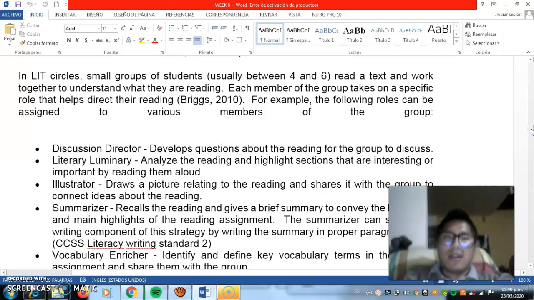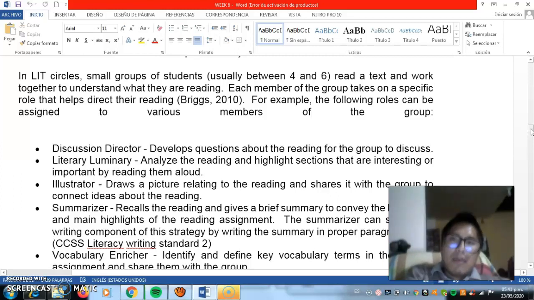This is very important and necessary. Maybe you can apply this later. Here it says, read a text and work together to understand what they are reading. Each member of the group takes one specific role that helps direct the reading. For example, the following roles can be assigned to various members of the group.